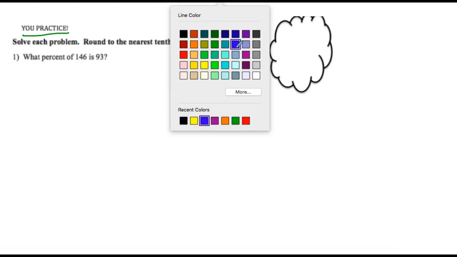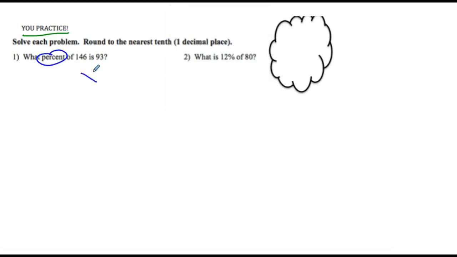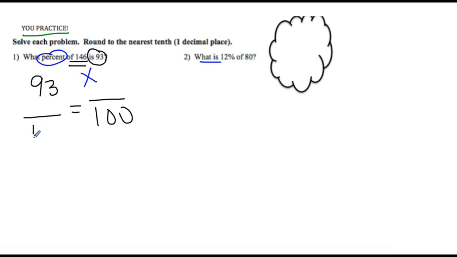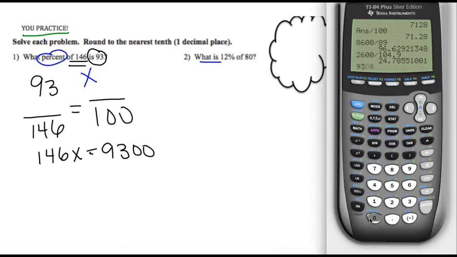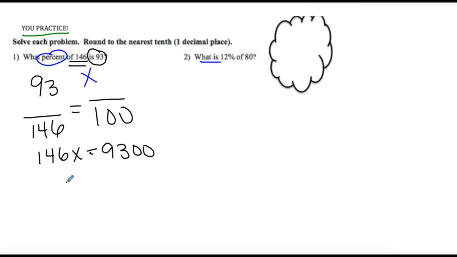What I notice is in this first problem, I have no percentage. That means I need to have an X. And then in this one, I notice I'm missing the is. So as I set this up, I'm going to have my over 100. My is amount is going to be 93. My of amount is 146. When I cross multiply, I get 146x is equal to 9,300. And then I need to divide. Ideally, I'm going a little bit quicker because you should just be checking your work. Once I divide that out, the 9 makes the 6 go up to 7. So I'm going to get 63.7%.